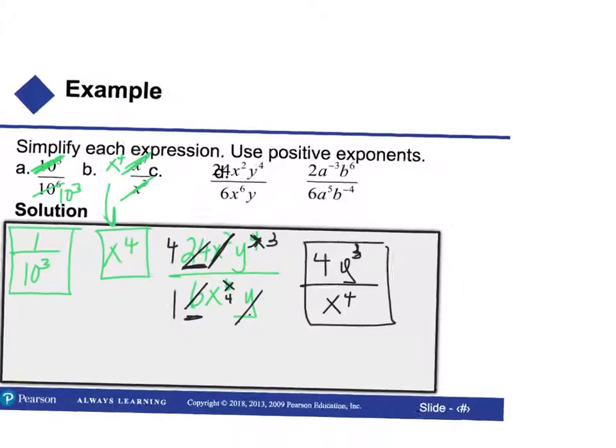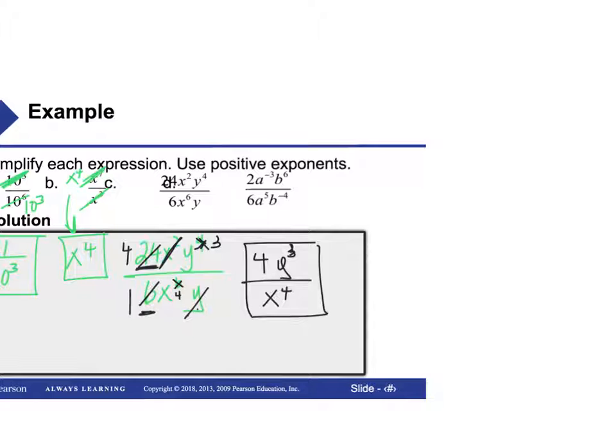Okay, and then in this last problem, what I'm going to do first is relocate the variables with the negative exponents. So a to the negative third is going to move down, b to the negative 4th is going to move up. So we have 2b to the 4th, b to the 6th, all over 6, a to the 5th, a to the 3rd. Again, we moved b to the negative 4 up to become b to the positive 4, and we moved a to the negative 3rd down to become a to the positive 3rd.